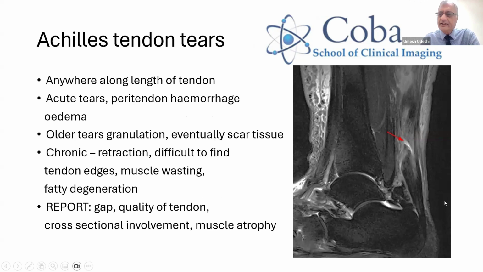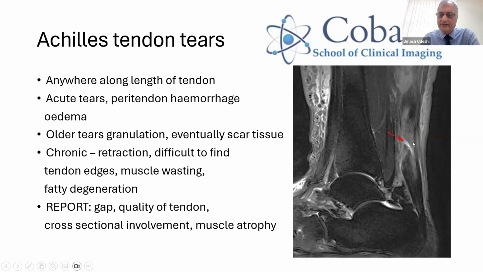In older tears, you get granulation and eventually scar tissue, so it never heals back to its normal state. It's never as strong as it previously was, and on MRI it never returns to a completely normal appearance. In a chronic tear, there will be retraction of the torn ends away from each other, and it may be difficult to find the tendon edges. It will give rise to muscle wasting proximally, and you may get fatty degeneration of the muscles.